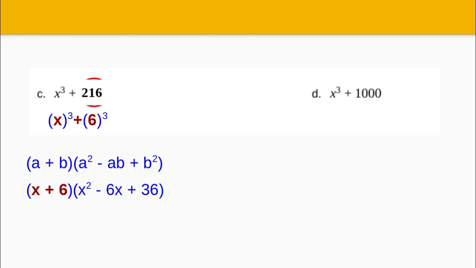All right, pause the video. There's 3 more for you to try. See how you do, and then you can recheck with the video when you're ready to check.